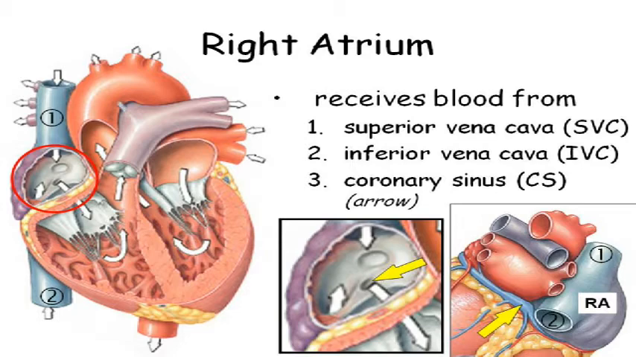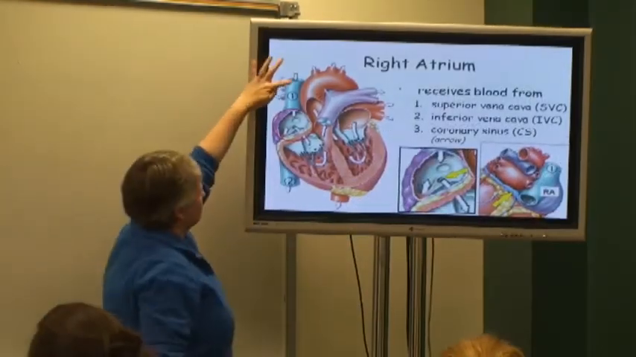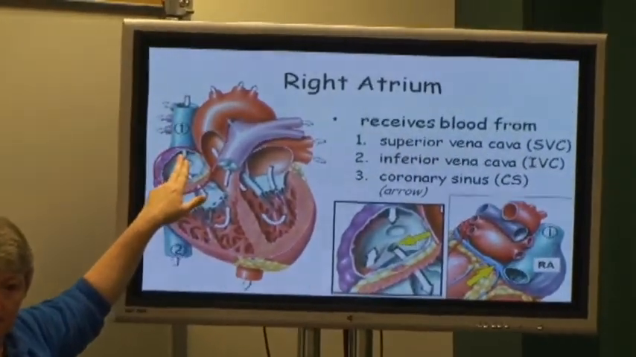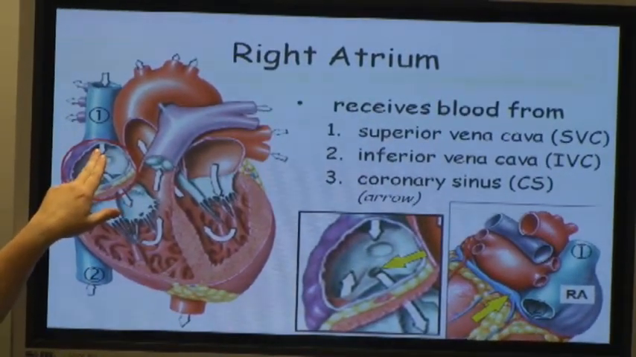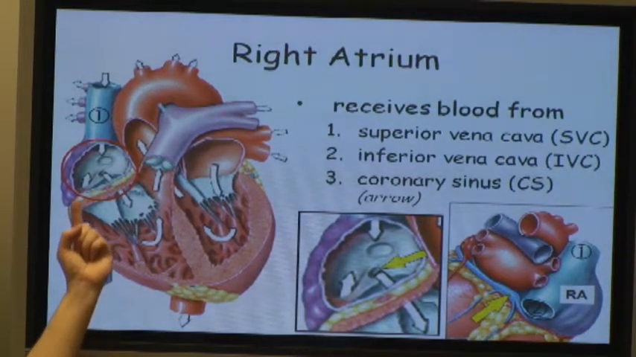If the blood is coming from the top of your body, limbs, upper torso, head and neck, all of that blood is collected by the superior vena cava. Vena cava means big vein, cavernous vein. And so here is the superior vena cava, and blood is flowing into the right atrium from the superior vena cava. If blood is coming from your abdominal cavity and your lower limbs, that blood is coming into the right atrium through the inferior vena cava.